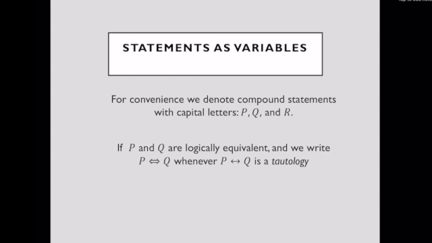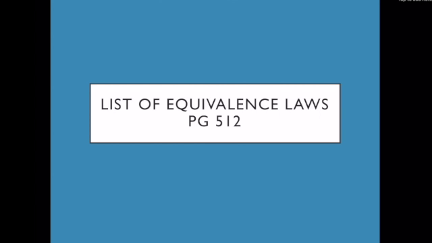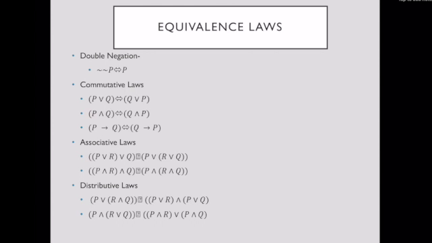So let's go over a list of some of the equivalency laws. There are some we're going to use more than others, but I want to take a look over them. You can find a list of all these equivalency laws on page 512, but I have included them in this PowerPoint for convenience. So there's some that we've seen before, like double negation. Two negatives make a positive. We have commutative laws. P or Q is the same as Q or P. P and Q is the same as Q and P. Those are things to keep in mind.